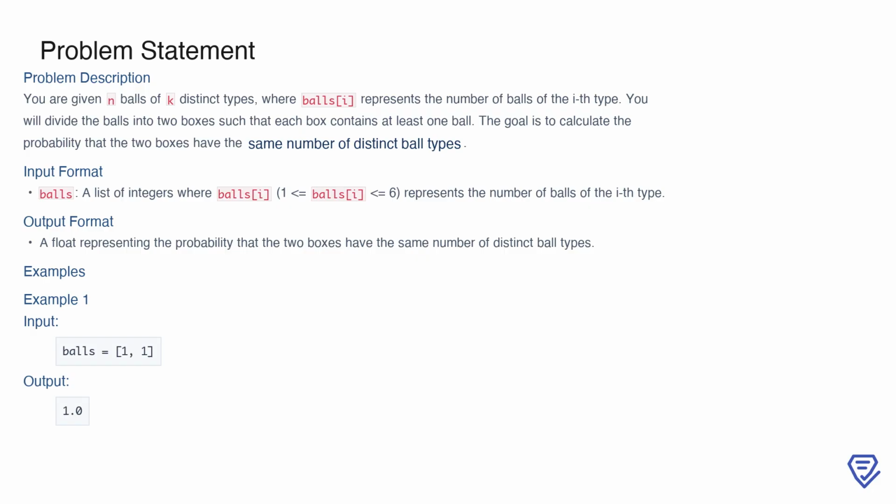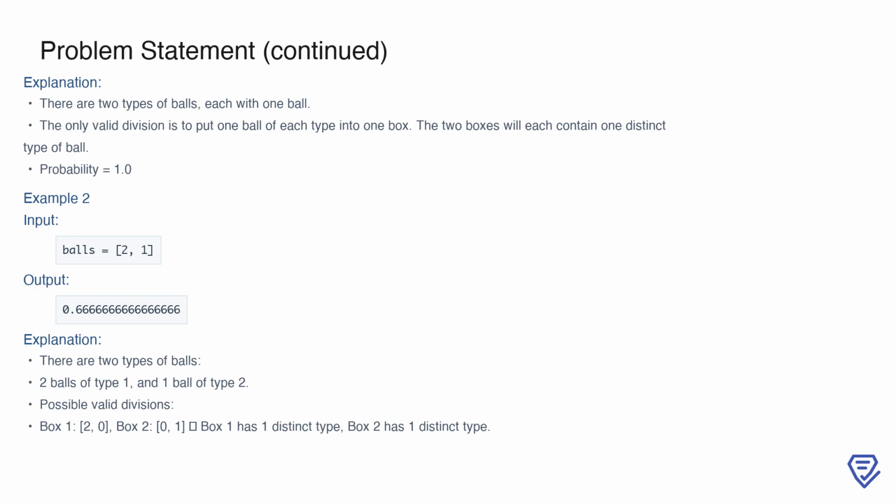Let's explore some examples to better understand this problem. Consider the first example with an input of balls equals [1, 1]. Here, we have two types of balls, each with one ball. The only valid way to divide them is to place one ball of each type into each of the two boxes. This ensures that both boxes contain exactly one distinct type of ball, meeting the condition. Since there's only one possible way to achieve this, the probability is 1.0.